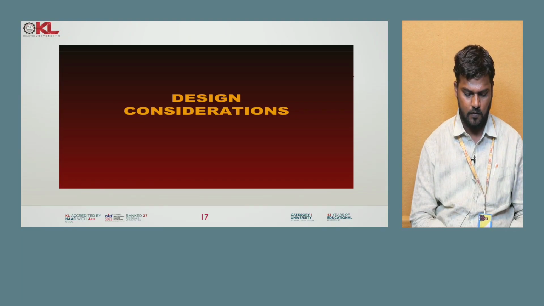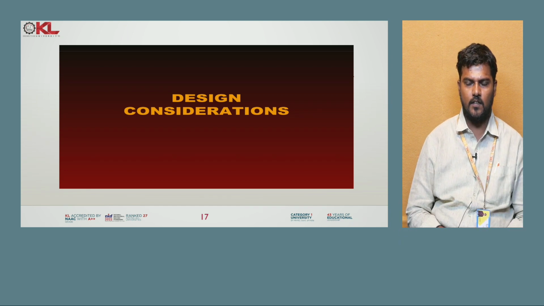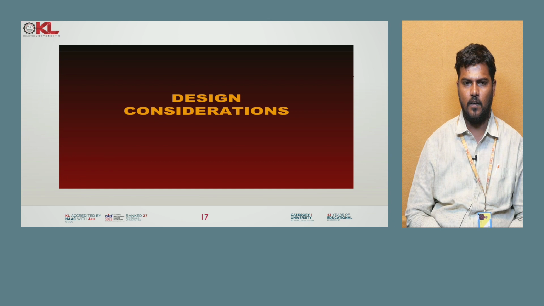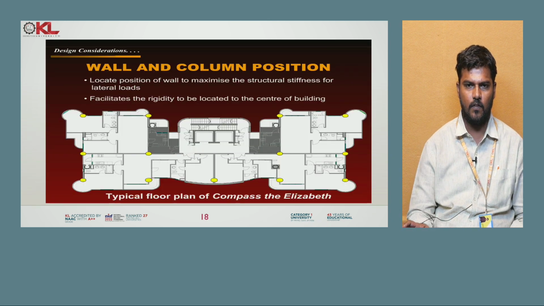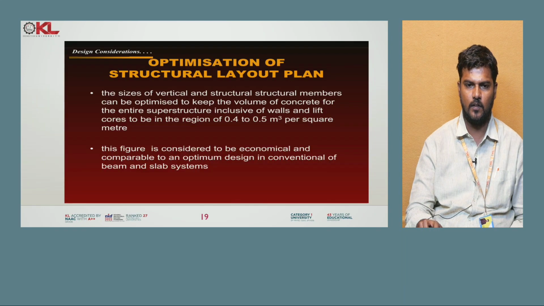So coming to the continuation of the third topic in CO-1. What are the different design considerations that we have to keep in mind while designing the flat slab? The first one is the wall and column position. Locate the position of the wall to maximize the structural stiffness for lateral loads, and it facilitates the rigidity to be located at the center of the building. And you can see the typical floor plan where the yellow colors are indicating the column positions.